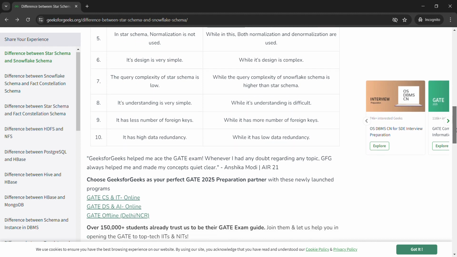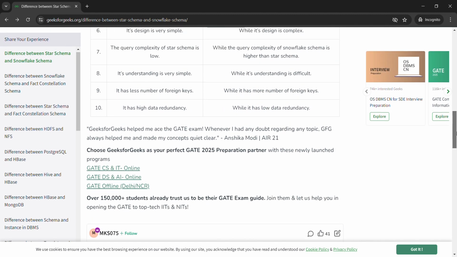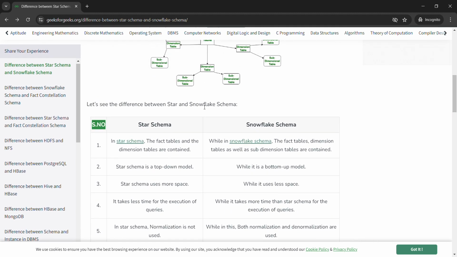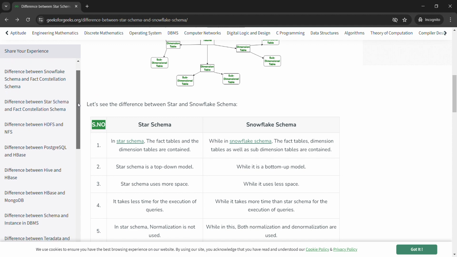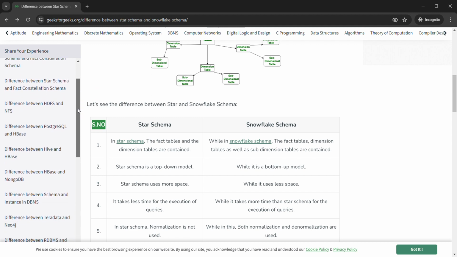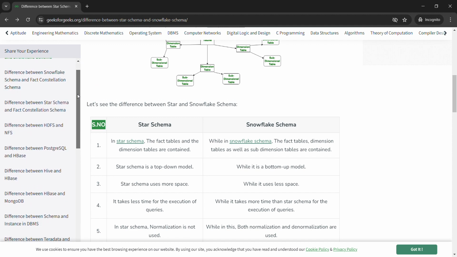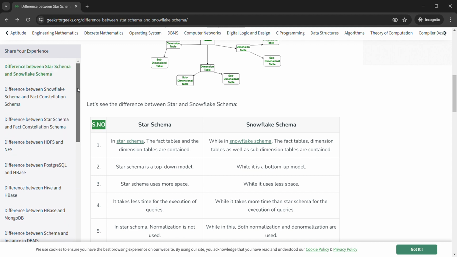So we will discuss these things in the next class as well, but just for knowing what the star schema and snowflake schema are, I am making this video. So we got to know about star schema and snowflake schema. In case you have any questions, you can ask in the comment section.